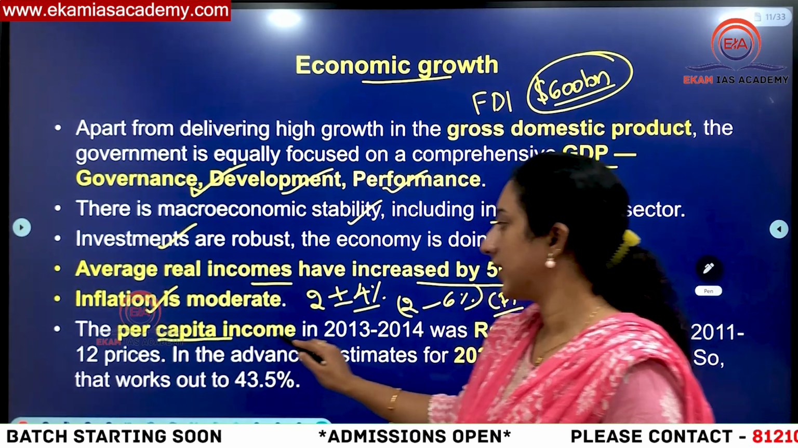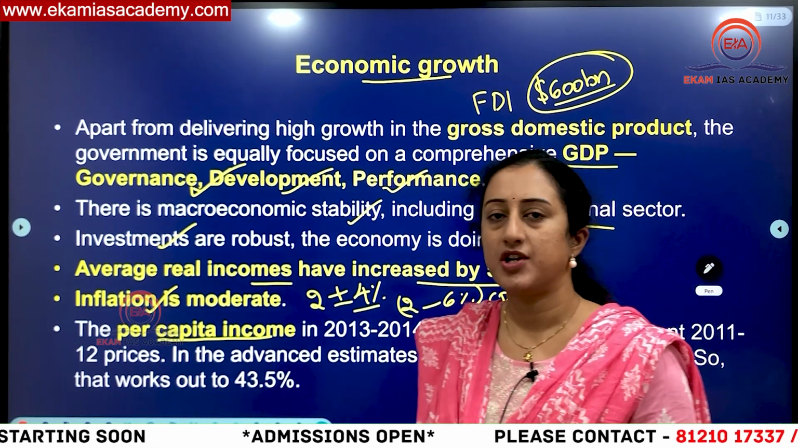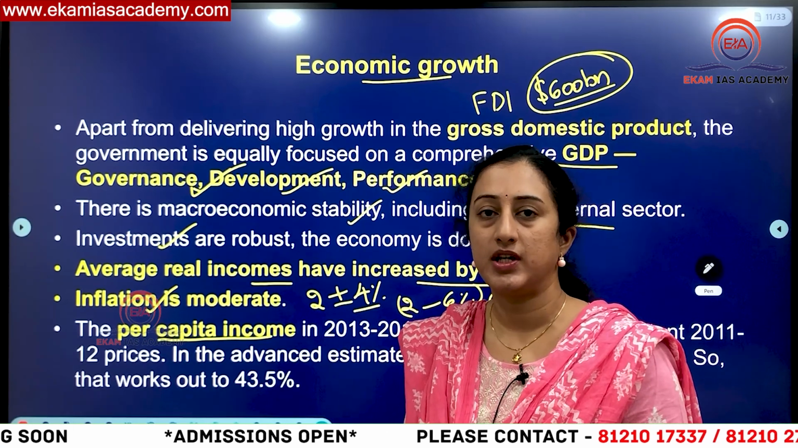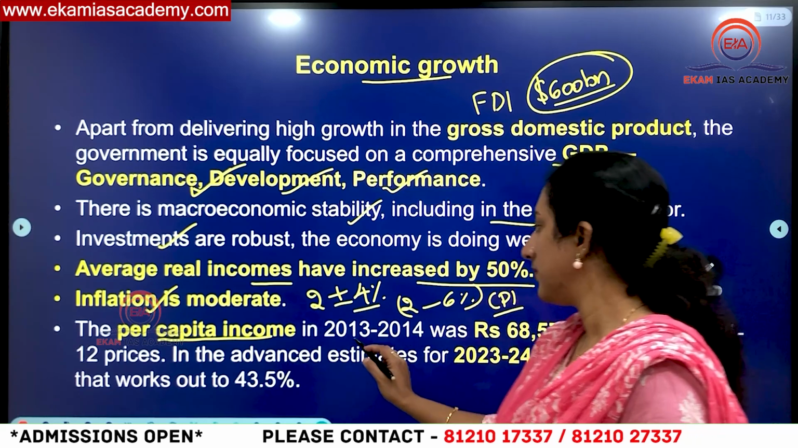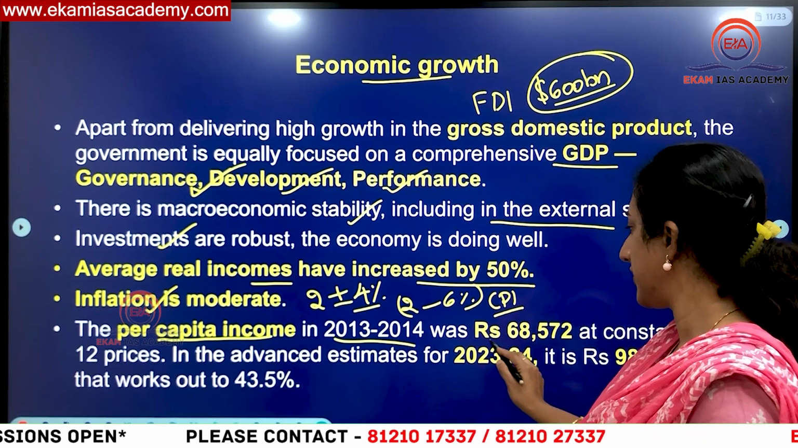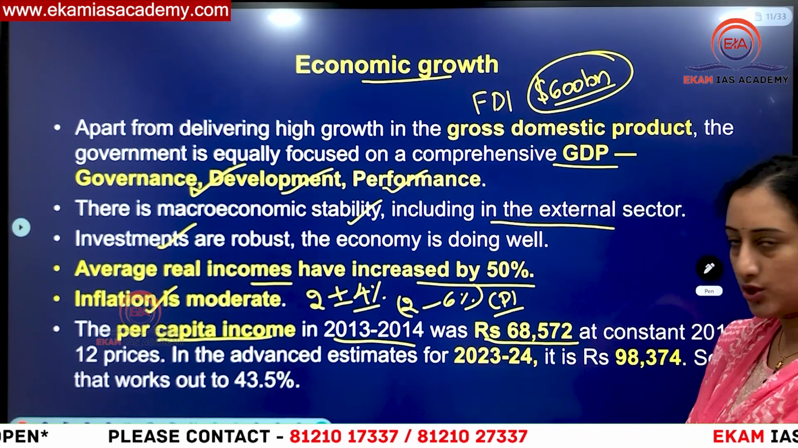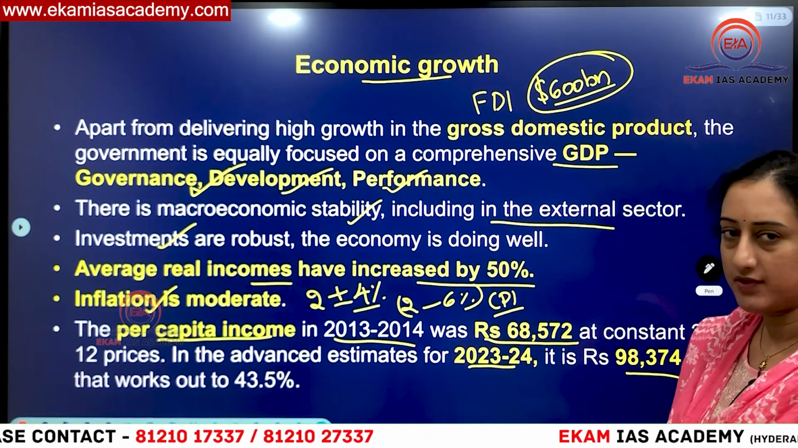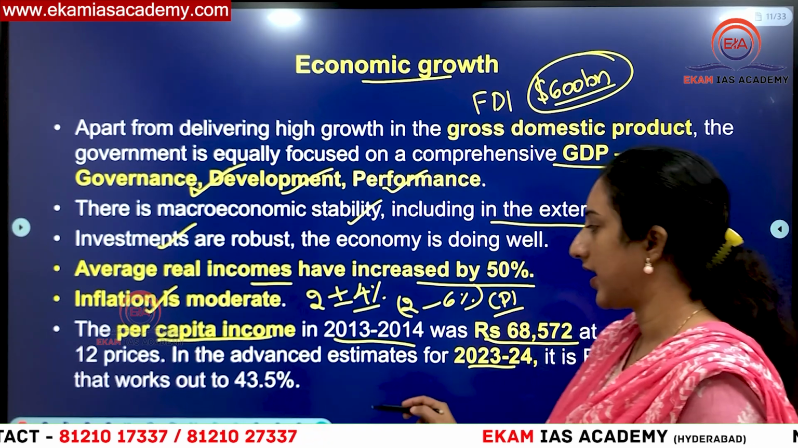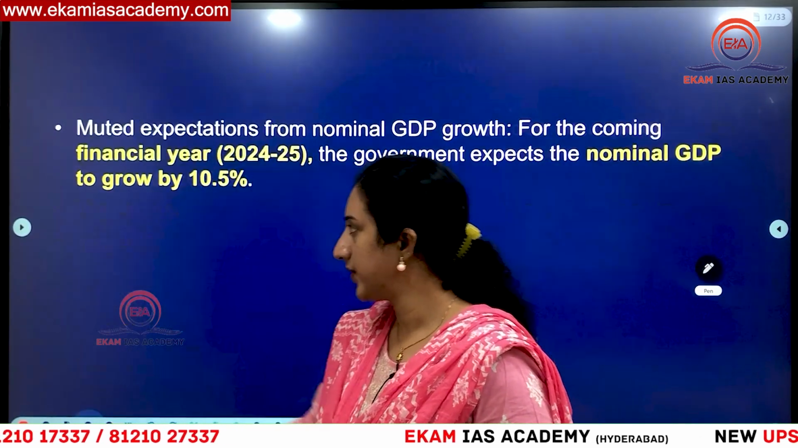Then per capita income. What is per capita income? The average income of any person earned in a particular area within a given period of time. In 2013-14 it was around 68,572 rupees, but now it is projected to be around 98,374 rupees. So it has increased almost 40%. That is also a welcome sign.